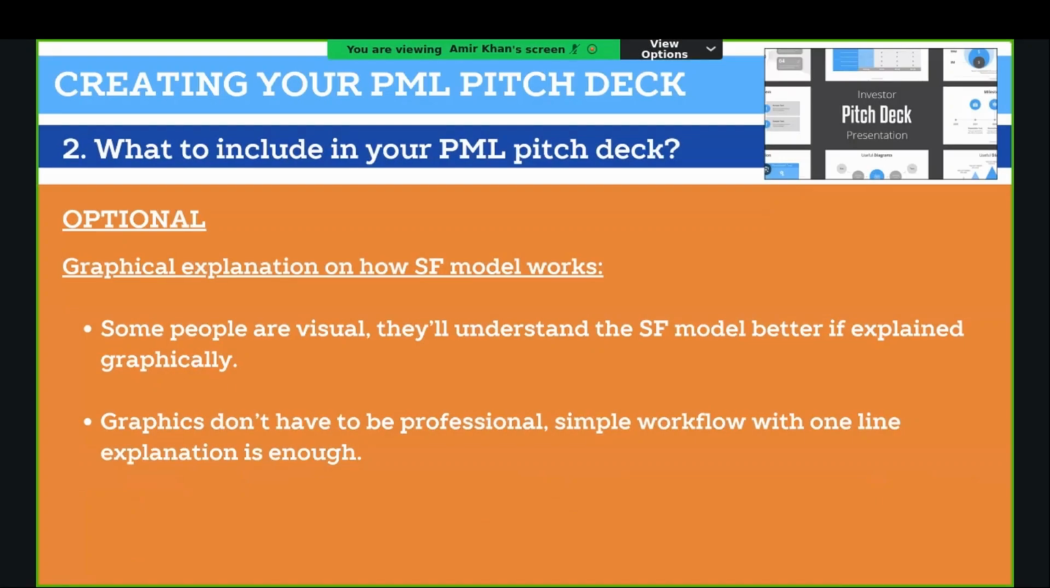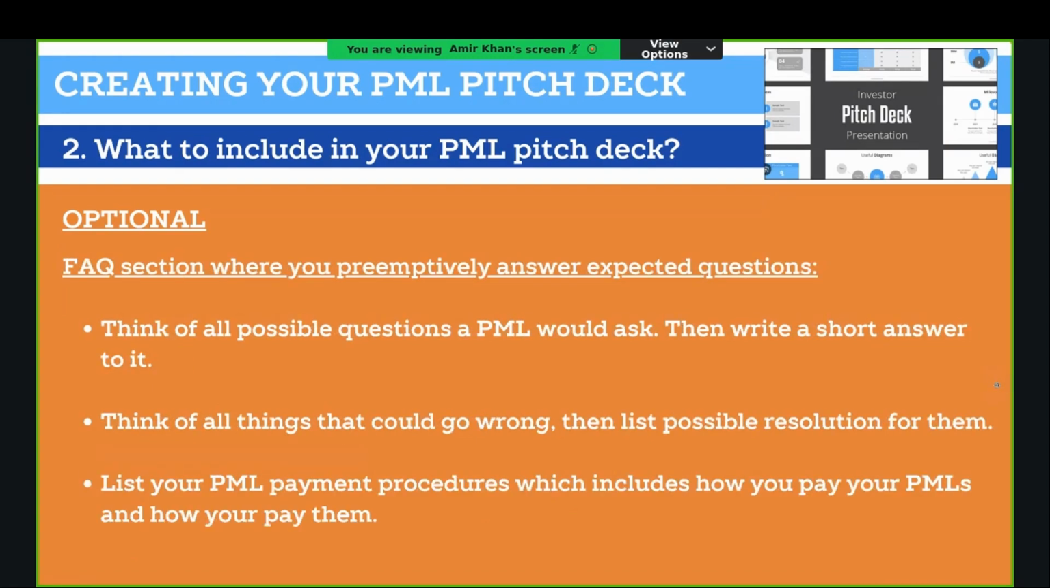Okay. So next is, like I said, the graphical explanation. So I already talked about that. So, the FAQ section. Think of all possible questions a PML would ask, right? I mean, even if it's obvious, just put it there. The more, the better. Then what you do is just write short answers for those. That's your FAQ section. Now, in my case, I also do this.